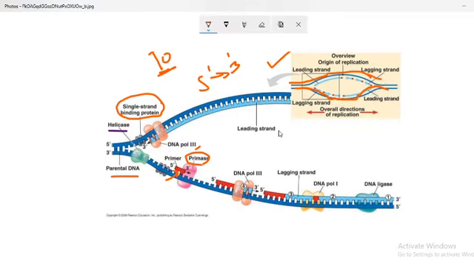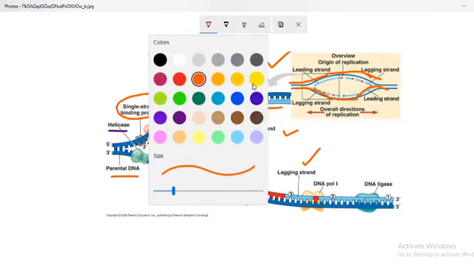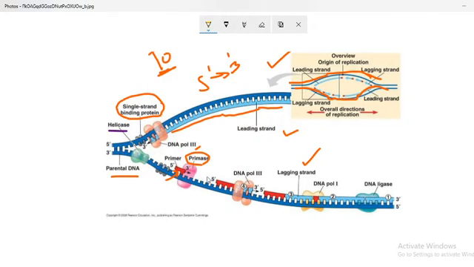Okay, apart from these, there is one strand that acts as the leading strand and one strand that acts as the lagging strand. Why is it called the leading strand? Here this strand is continuously synthesized. But taking the example of the lagging strand, this strand is discontinuous.